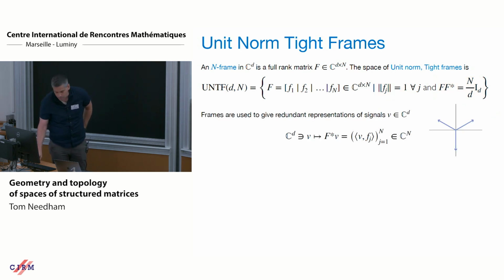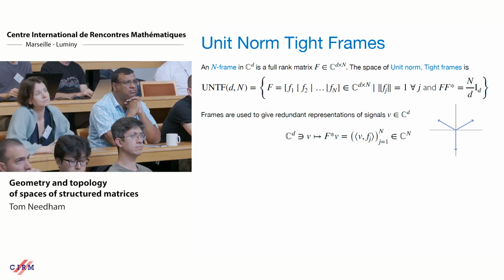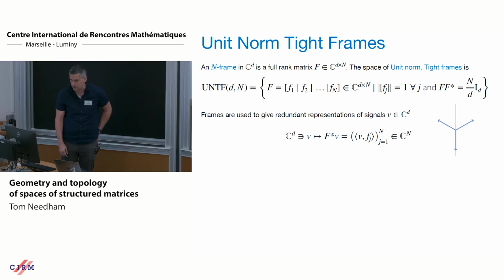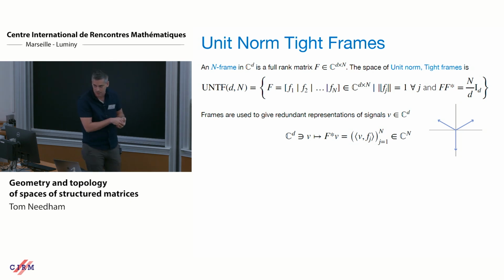Let me give you some context. Why should people care about this? Like I said, this comes from signal processing, so I think of C^d as my signal space. And I'm thinking of n as, of course it has to be at least d, but typically a lot bigger than d. That's why n is capitalized and d is not.